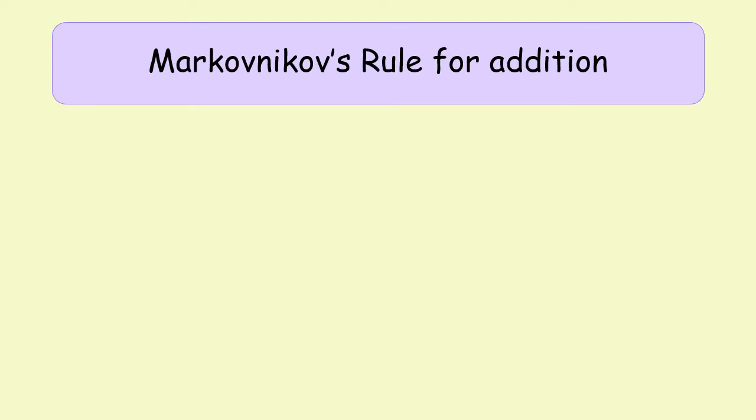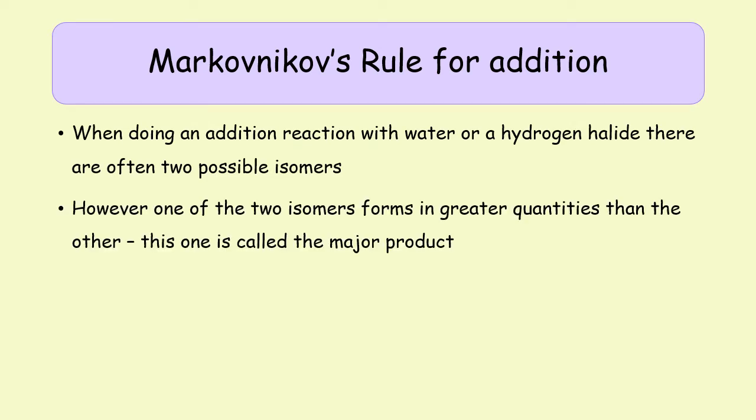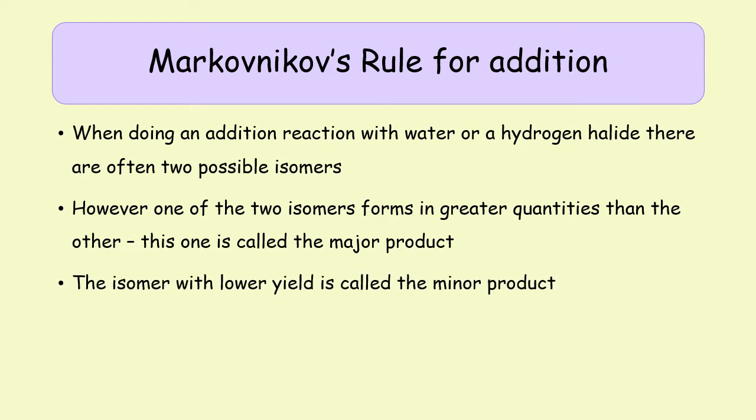Now, when it comes to these electrophilic addition reactions, your halogenation, your hydrohalogenation, and your hydration reactions, you need to know something known as Markovnikov's rule. Markovnikov's rule is going to tell you, where there are two possible products, which one of those products is more likely to form and which one is less likely to form. So there are two possible isomers. One of the isomers will always form in greater quantities than the other and will be known as the major product. The other one, which has a lower yield, is the minor product.